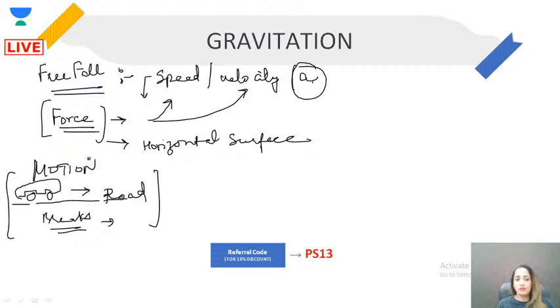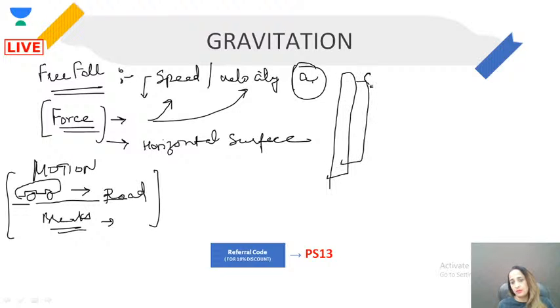Now, what if something is there on, let's say, a pole or on a wall, and it falls down? Let's say this is a ball over here and it falls down.